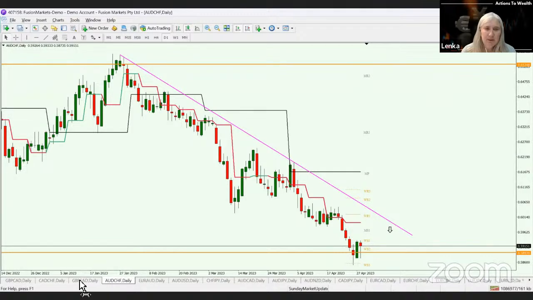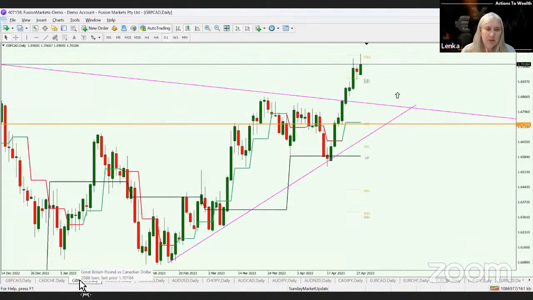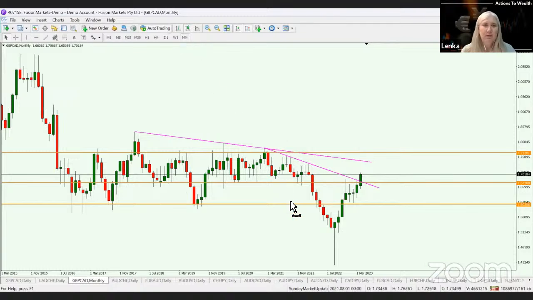Next currency pair is GBP CAD. I'm looking for long opportunities. So here on the monthly, I have the range for the bottom, the previous lows, which already had been broken, and those highs with a couple of false breaks there, but currently in the uptrend.